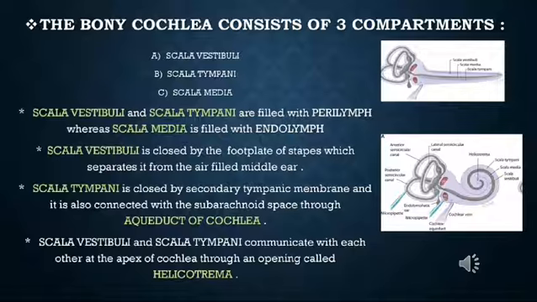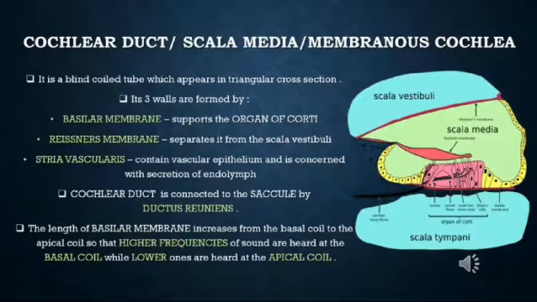Scala tympani is closed by the secondary tympanic membrane, and it is also connected with the subarachnoid space through the aqueduct of the cochlea. Scala vestibuli and scala tympani communicate with each other at the apex of the cochlea through an opening called the helicotrema. Scala media is also known as the cochlear duct or membranous cochlea.